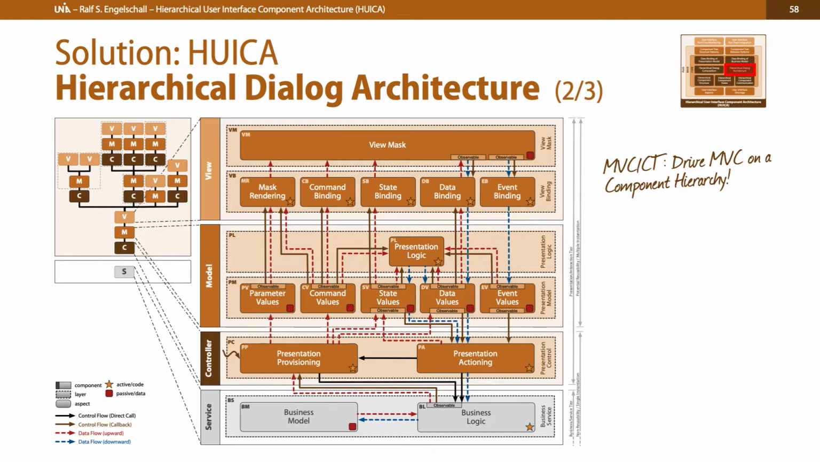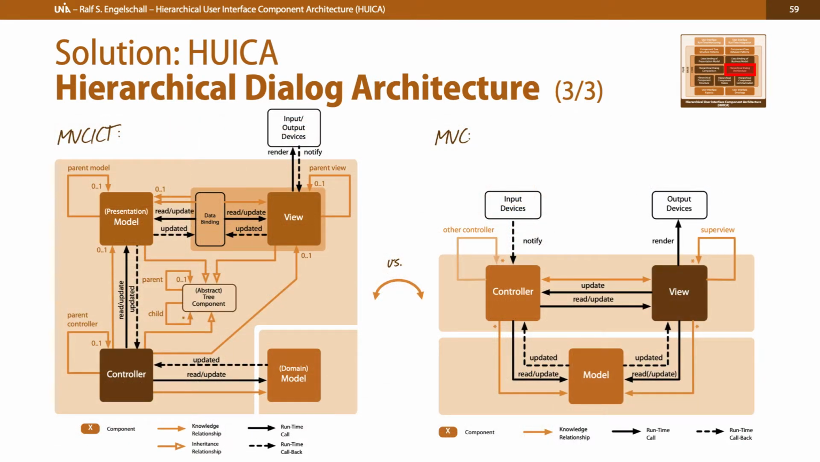With this diagram, which is really central to HUICA, one can drive model view controller on a component tree. Actually, all aspects and all data and control flows directly relate to individual code snippets in practice. Nevertheless, from a logical point of view, we can also contrast this new model view controller component tree pattern to the original model view controller from the 80s. Here on the right side, I've once again shown the original diagram as shown before, and on the left side, I've created a new diagram of model view controller component tree, which just logically shows how this pattern actually works.